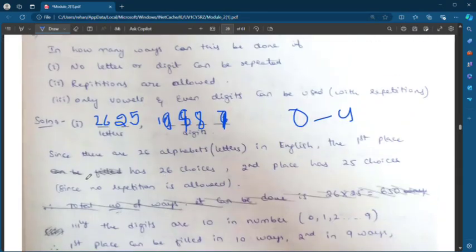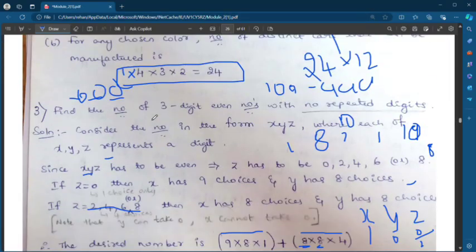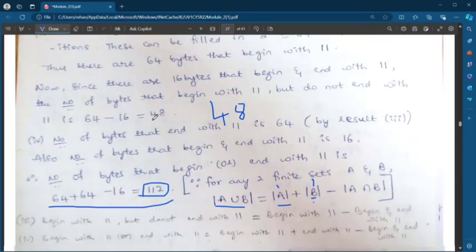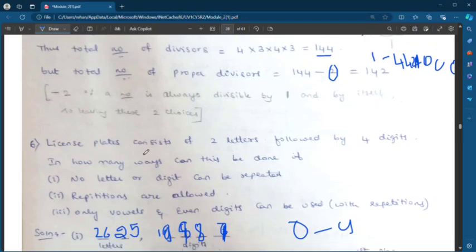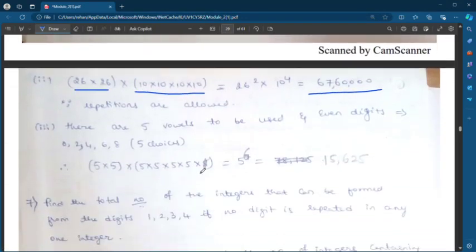Then the third question: only vowels and even digits can be used. Same way we did in the first question, only vowels and that thing. So 5 into 5 into 5 into 5 into 5 into 5. Okay, that is 5 power 6.